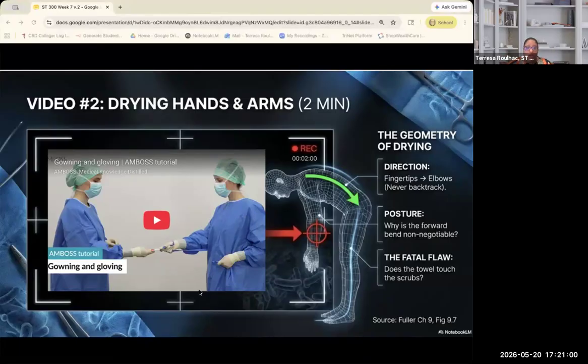When you watch the video, I want you to watch for some things: direction, posture, and I want you to see if you can determine if any errors are there. Okay, so let's watch this video.